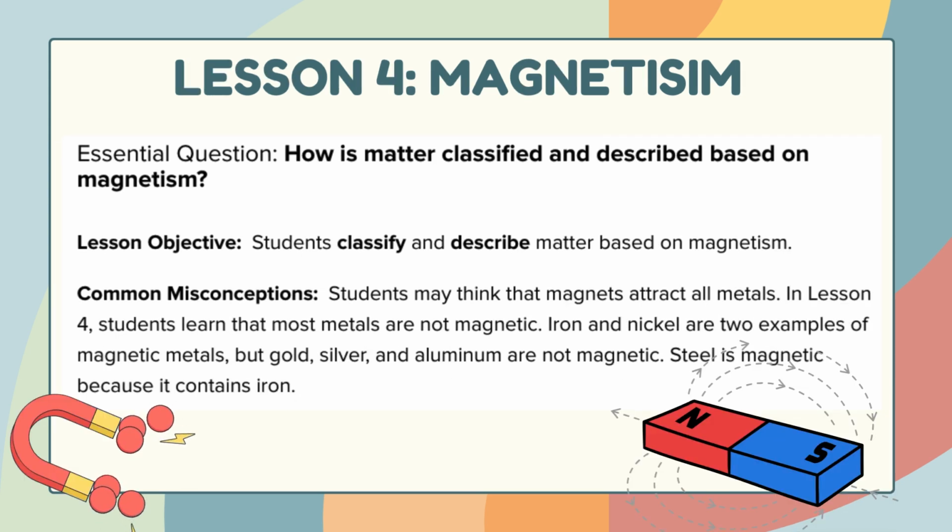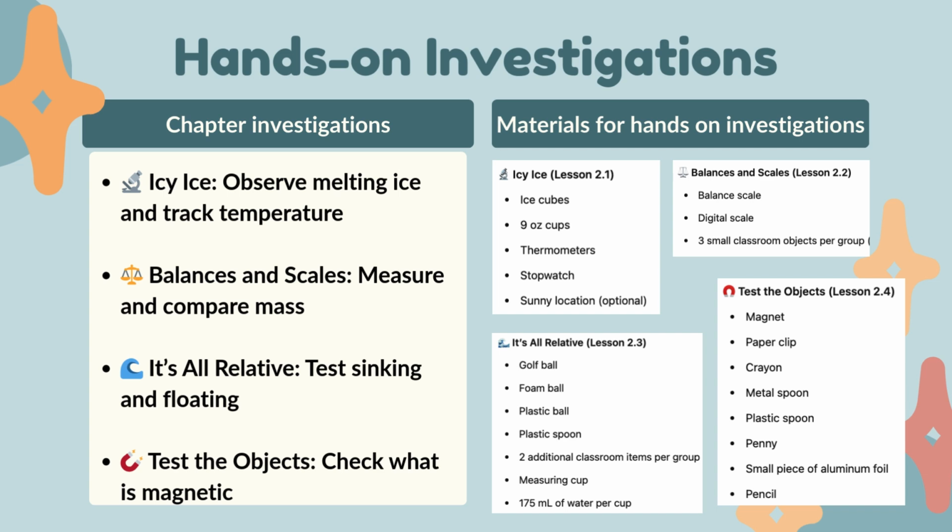Finally, Lesson 4 focuses on magnetism. Students will classify materials as magnetic or non-magnetic. Many students think all metals are magnetic, but that's not true. They'll learn that materials like iron and nickel are magnetic, but others like gold and aluminum are not, even though they are metals. Each lesson in this chapter includes a hands-on investigation.